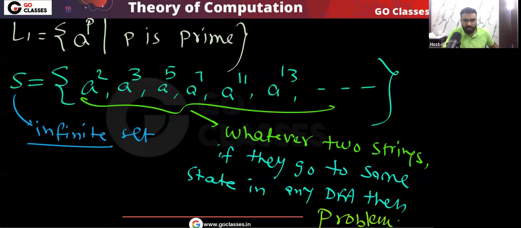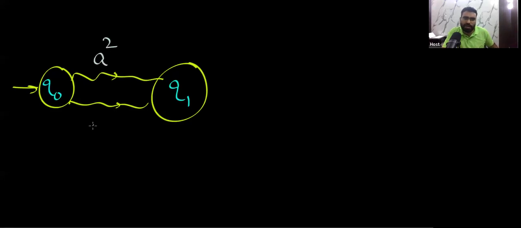Let me prove it here. Tell me which two strings I should take. Give me any two prime numbers, and if they go to the same state from the initial state, then a problem will happen. For example, you can give me a power 2, a power 3. Tell me, will there be a problem? Yes, there will be a problem. You just tell me what will happen if a power 2 comes.